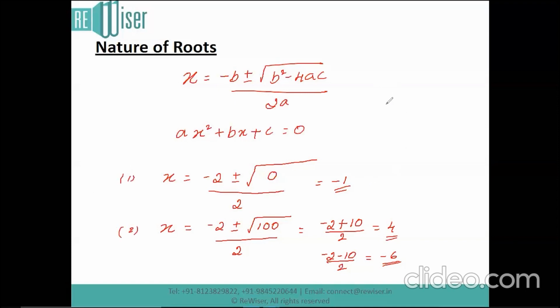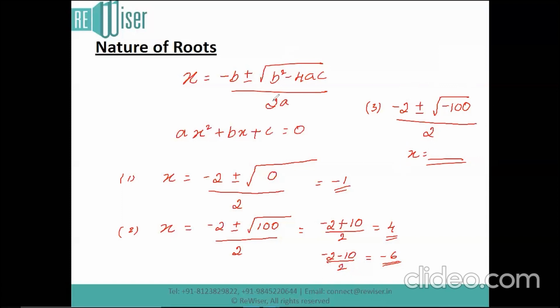Let me talk about the third one. Let's say instead of positive 100, you have something like minus 2 plus or minus root of negative 100. Not only negative 100, it can be negative 1, any negative number, divided by 2. So obviously, the root of any negative number is imaginary. You cannot have a real value for that. So in this case, you cannot find the roots of the quadratic equation. So here I can say there is no real root.